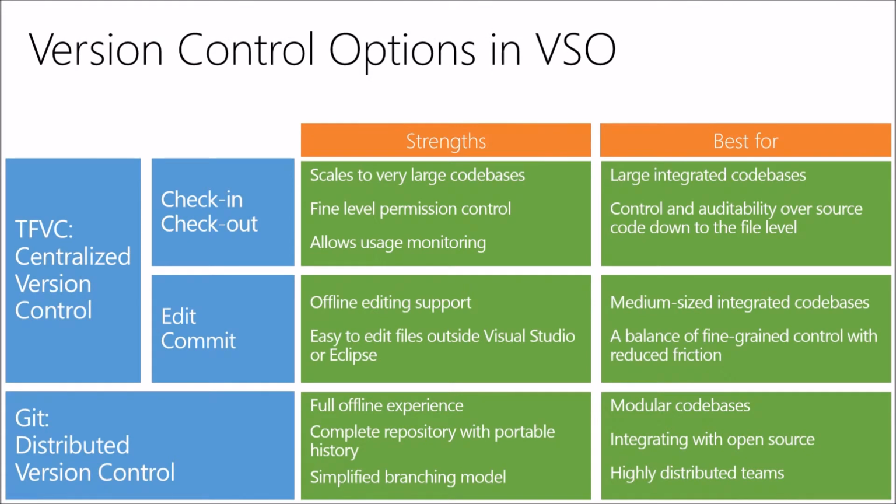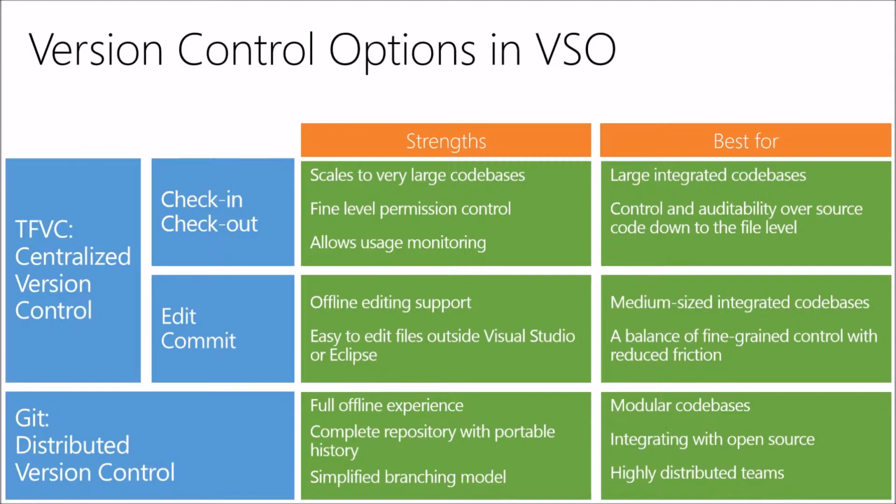Now let's take a look at how you can get your code up into Visual Studio Online. First, let's quickly review your options for version control in VSO. You have your choice of using either Team Foundation Version Control, or TFVC, or Git. TFVC is a centralized version control system which provides a single repository and version of the truth for your code artifacts. With TFVC, you get enormous scale and a ton of control. You can set very granular permissions over who can do what and where.